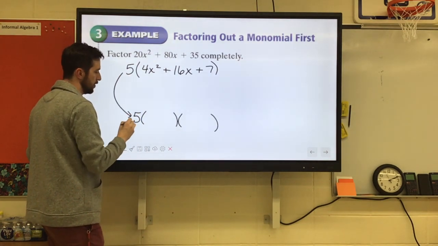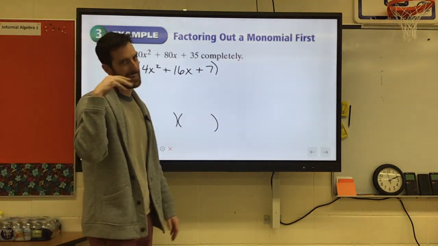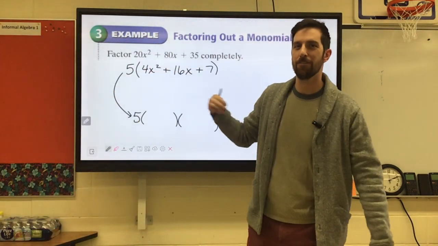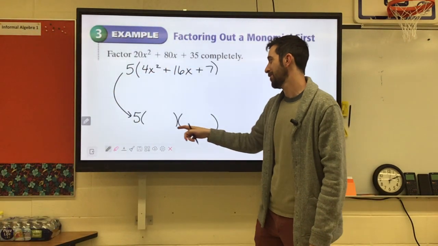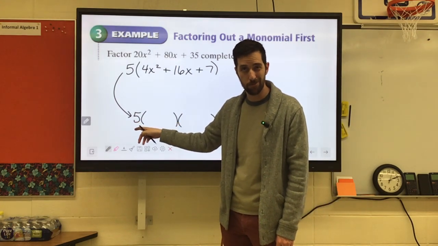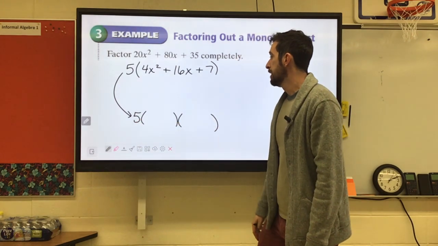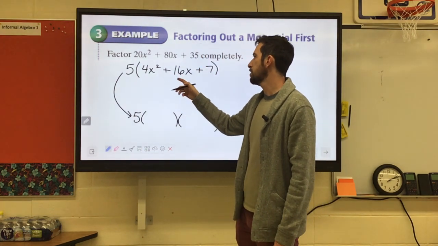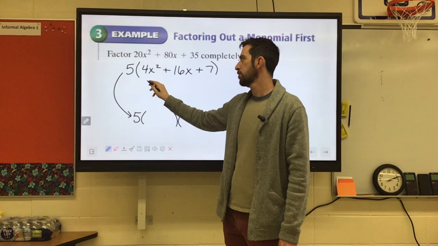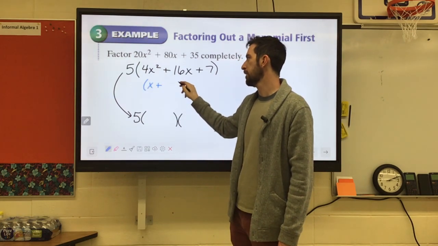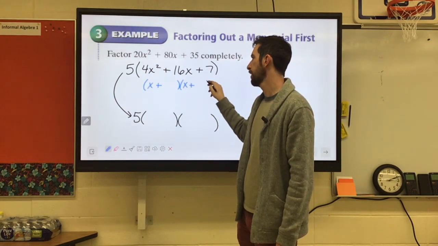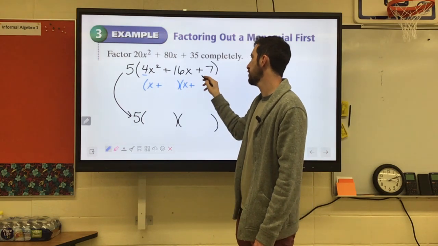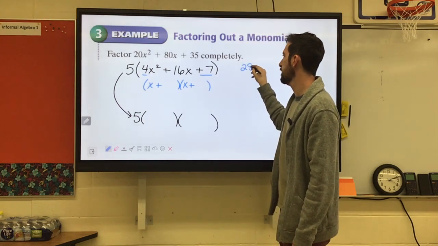But what I see a lot of kids do is they'll factor it out and then they kind of forget about it and they forget to write it in their final answer. So that's why I usually just write it right away so I don't forget. Now we're working on the inside of the parentheses. Look at those signs. It's plus plus. I know that means my breakdown is going to be plus plus. So we do our 4 times 7 first, which is positive 28.